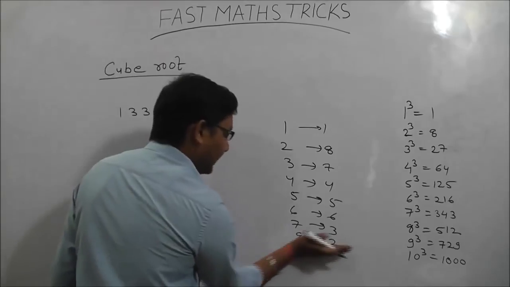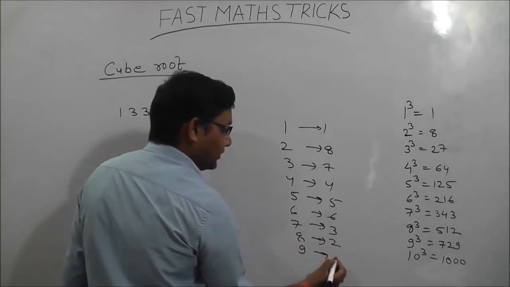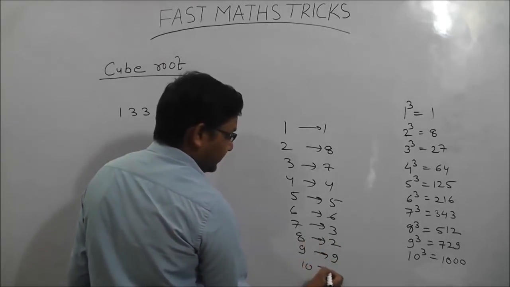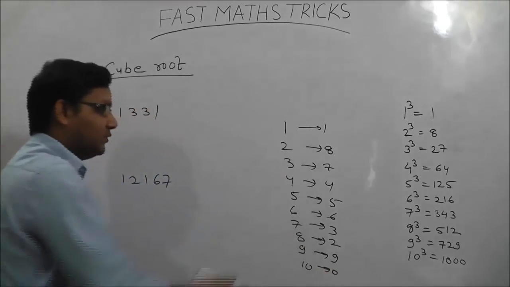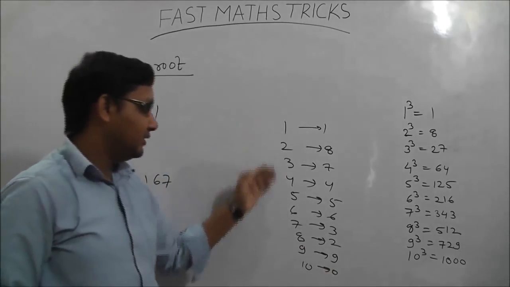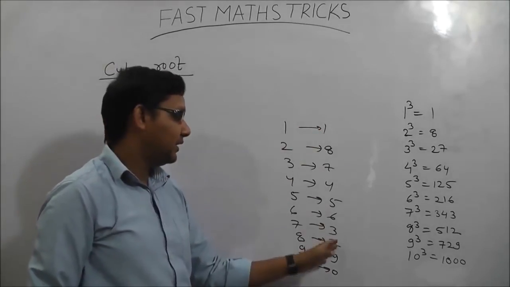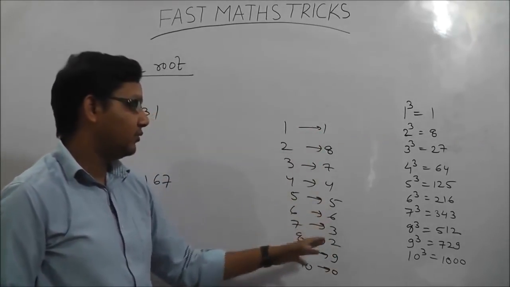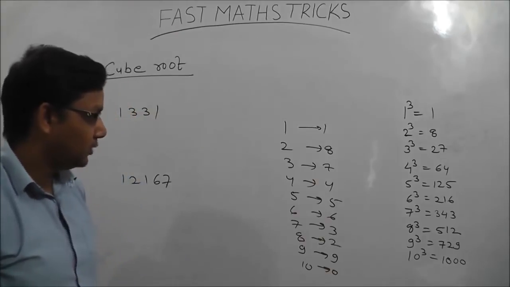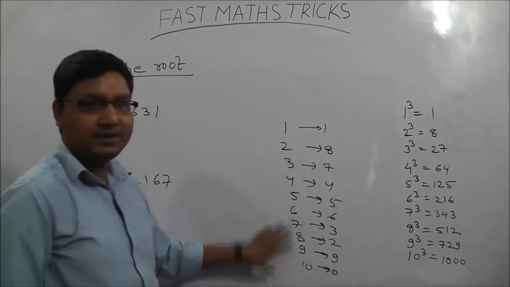So in case of 9 also, we will get 9 and 10 and 0. So this thing we have to remember: a number ending with these numbers 1 to 10, and the respective squares, what will be the ending numbers? So 1, 8, 7, 4, 5, 6, 3, 2, 1. I will tell you the easy method to remember this.